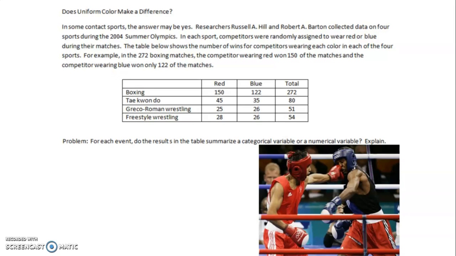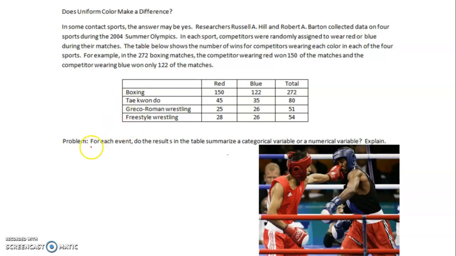All right, so as an example, it says, does uniform color make a difference? So a couple of researchers went to the Summer Olympics in 2004, and they had each of the competitors wear red and blue, and they counted how many times the red player won and how many times the blue player won in each of these four types of fighting styles. So they had boxing, taekwondo, Greco-Roman wrestling, and freestyle wrestling.